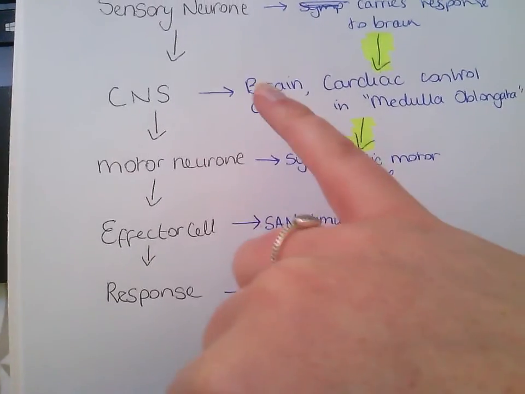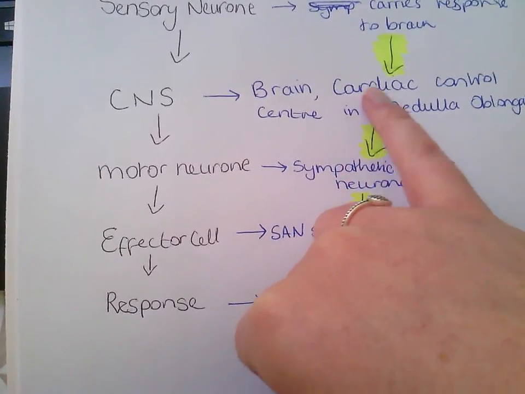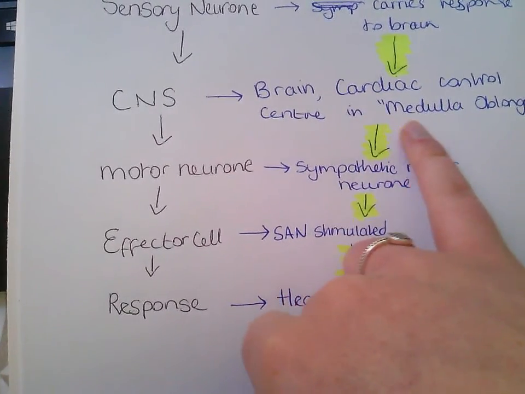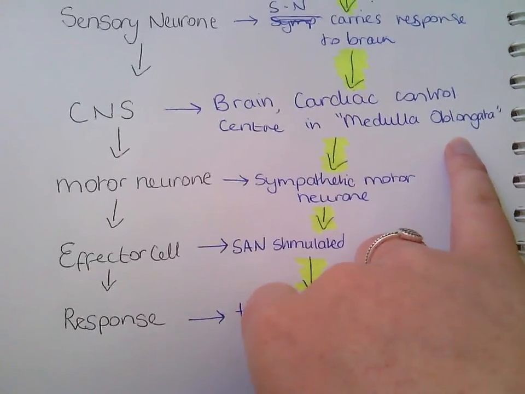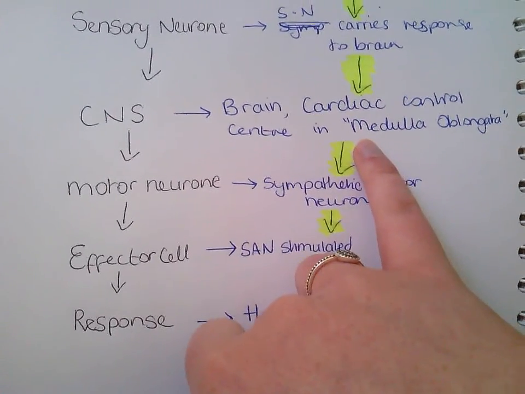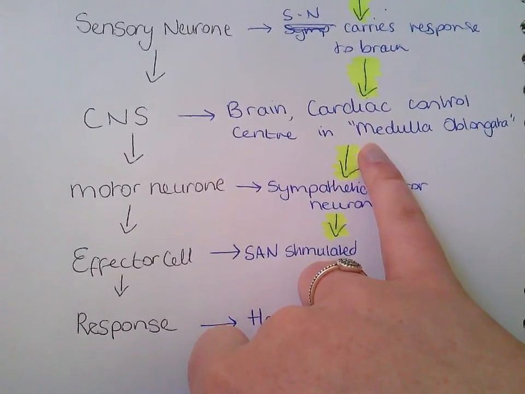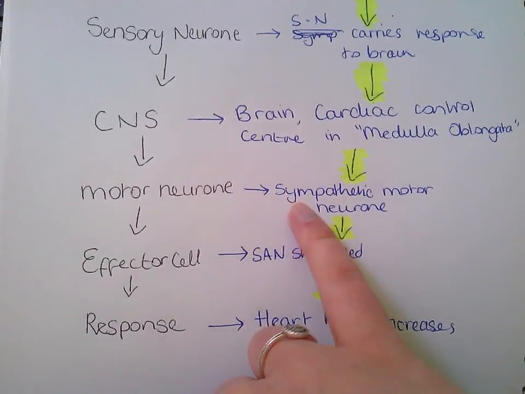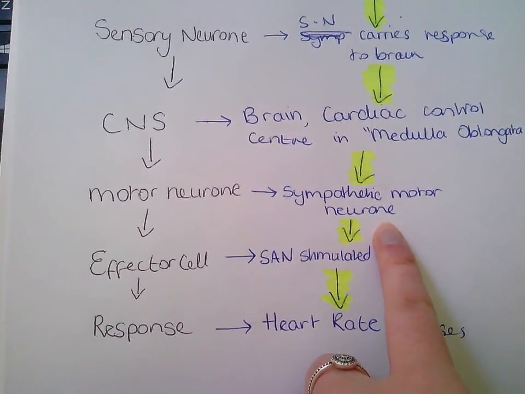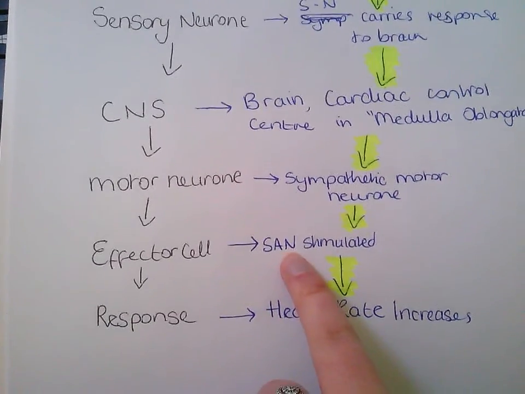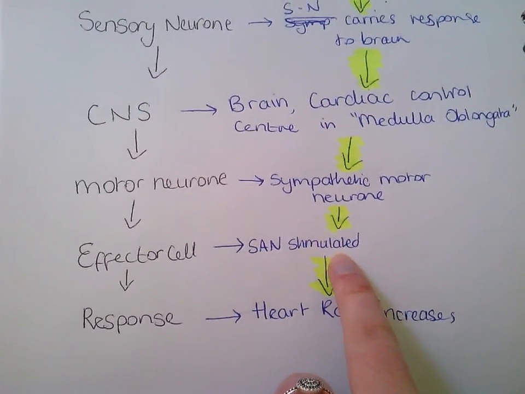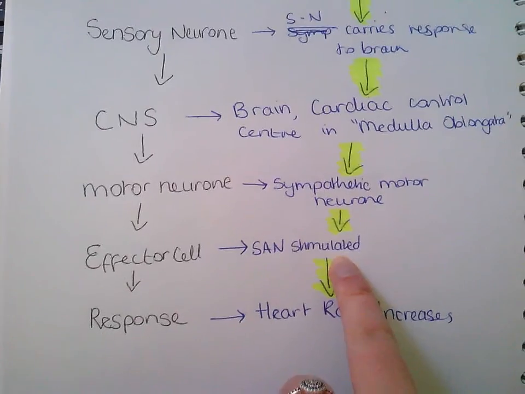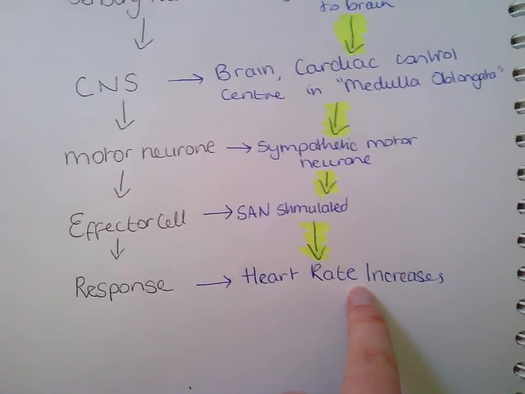Now, when we're in the central nervous system and we're in the brain, there is a place called the cardiac control center, and that's in a place called the medulla oblongata. Now, you just need to know that and write it literally as it says. That's just a very specific part of the brain. Okay, the medulla oblongata then sends a message down a sympathetic motor neuron that goes to the SAN, and the SAN is stimulated. It tells the SAN to beat faster, basically, and in turn the heart rate increases.